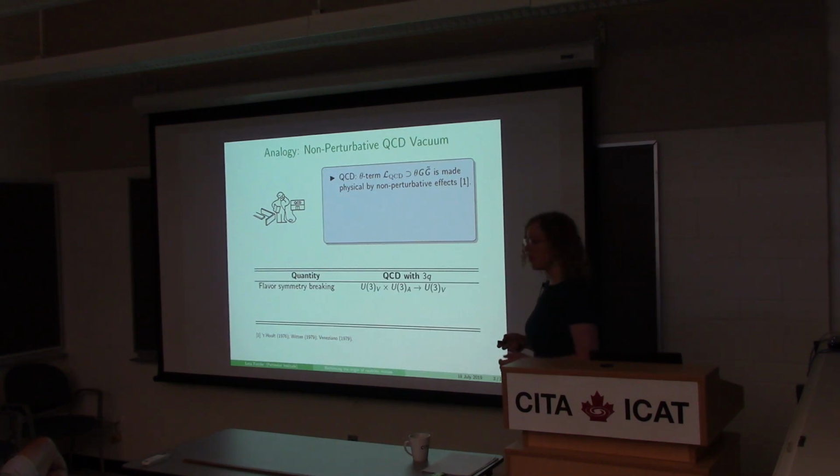So the mesons in QCD, the pions, the kaons, and the eta meson, are coming from a symmetry breaking process. In QCD, we have three very light quarks: the up quark, the down quark, and the strange quark. They have light masses, so we can approximately treat them as massless. And then we have a flavor symmetry. It's U(3) because we have those three particles. It's a vector times an axial symmetry.